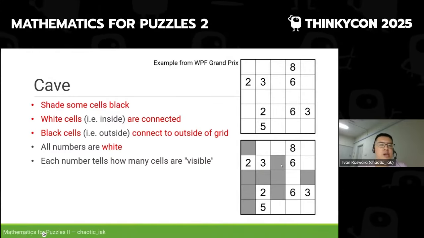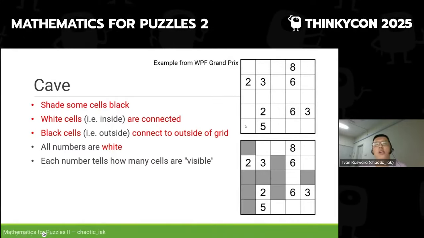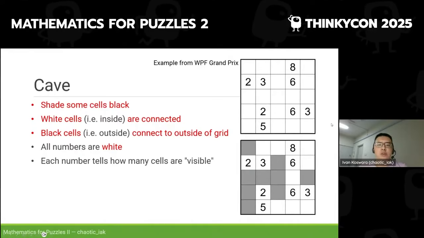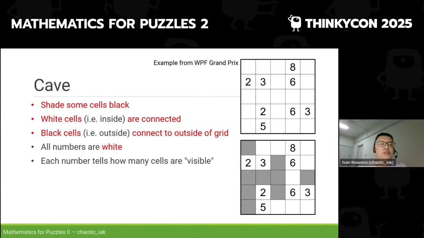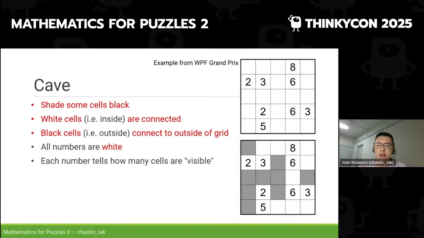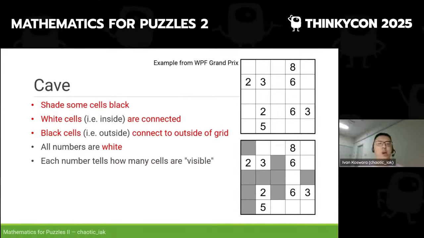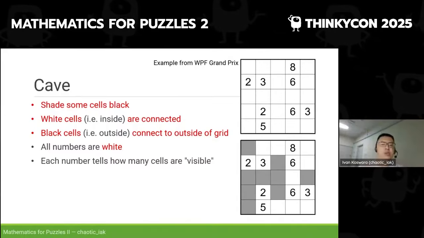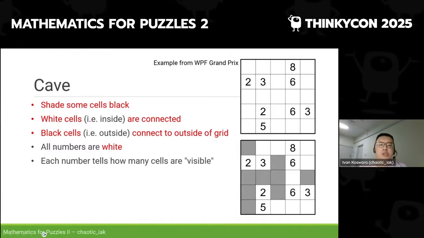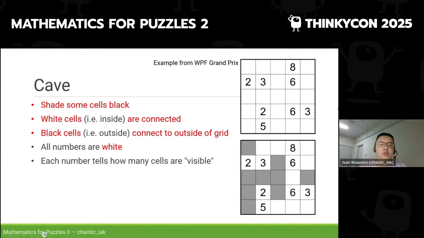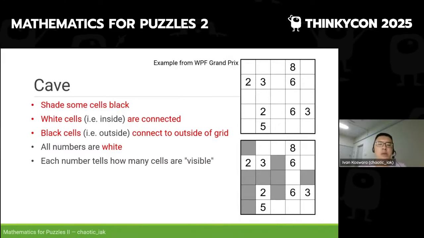You shade some of the cells black. The white cells are inside the loop. They must be connected. The black cells, the part that are outside the loop, must connect to outside the grid. And you might think of it like, if the black cells are inside the grid, that means you have a loop that defines these black cells and a larger loop that defines the white cells. And so you end up with a loop inside a loop. And that cannot happen. That is why the white cells are connected, and the black cells connect to outside of the grid. And also rules like all numbers must be inside the loop become all numbers must be white.